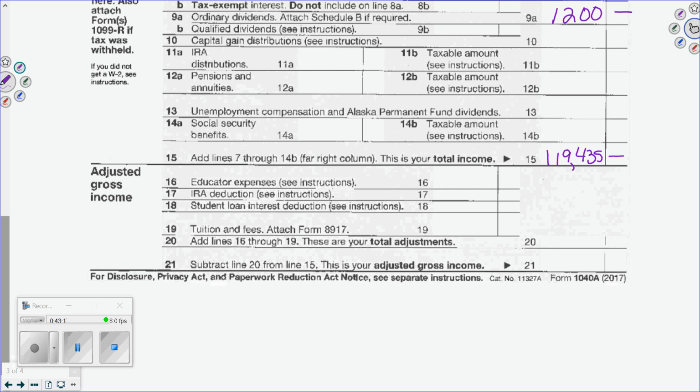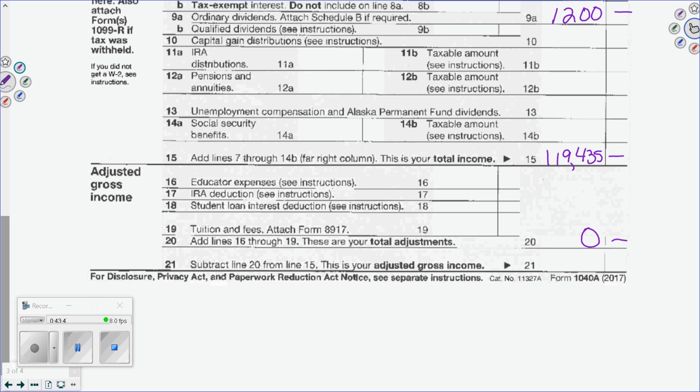For this example, they didn't give us anything like that. IRA deduction, student loan interest, like I still am paying student loans. So all the interest that I am paying on my student loans, I get to deduct off of my income. So that's always nice for me. I always look for that. I get that in the mail every year. Tuition and fees, if I would take college classes, the amount that I paid for college, I could deduct that as well. Add lines 16 through 19.